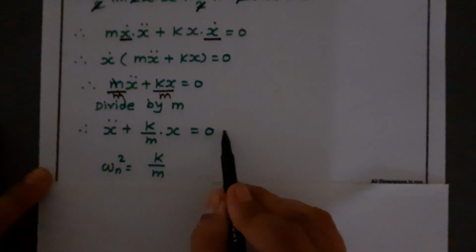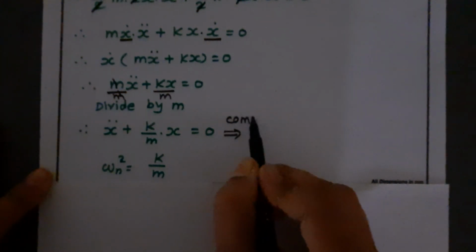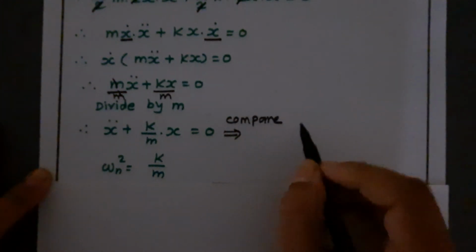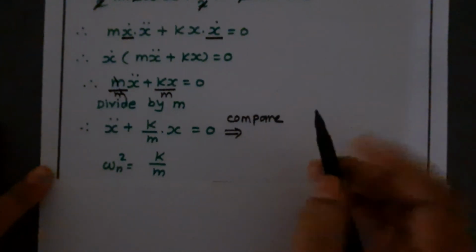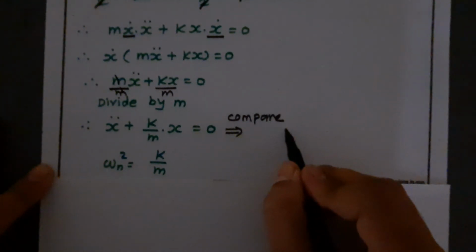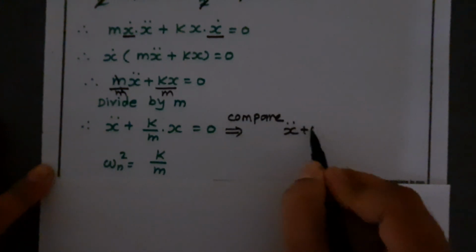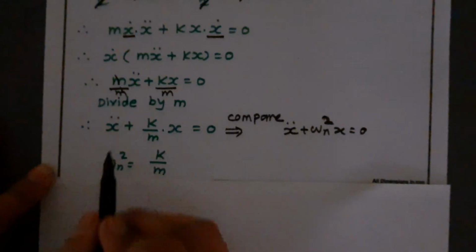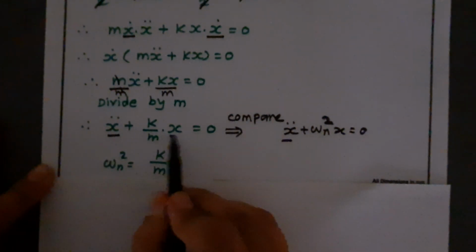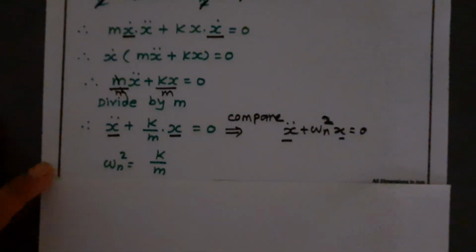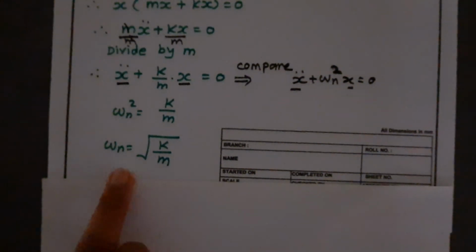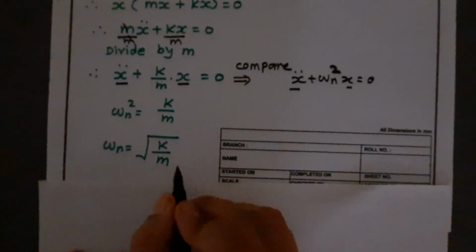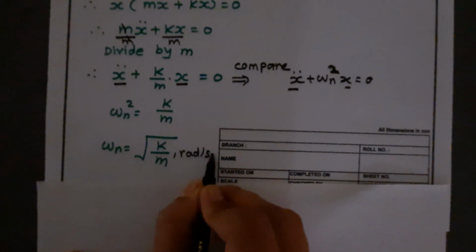Now compare this equation with the fundamental of simple harmonic motion. The fundamental equation is x double dot plus omega n square into x is equal to 0. After comparing, omega n square is equal to k upon m. So here we have omega n is equal to under root k upon m radian per second. So in this way we obtained the circular natural frequency equation with the help of the energy method.